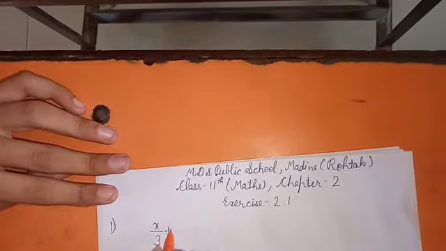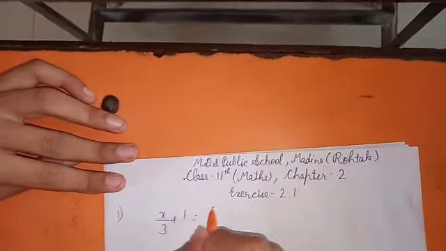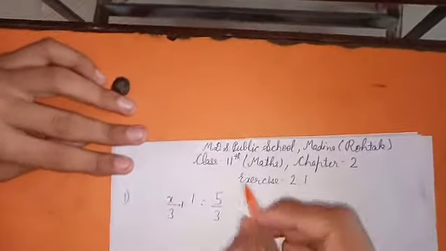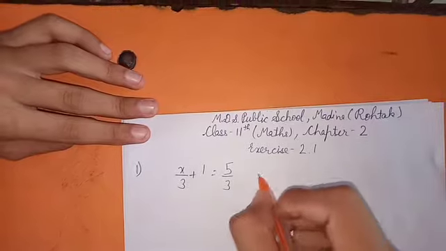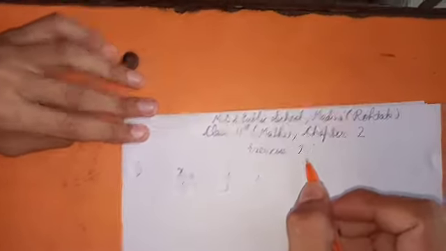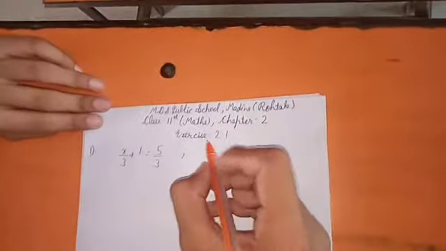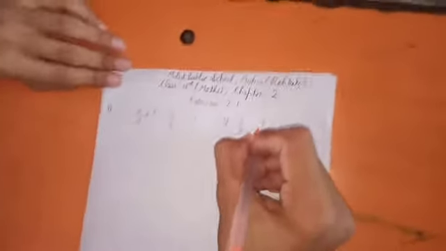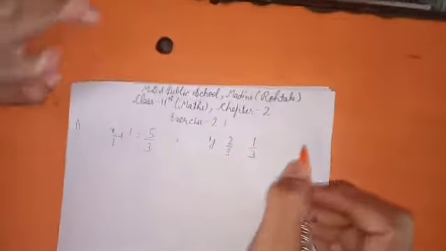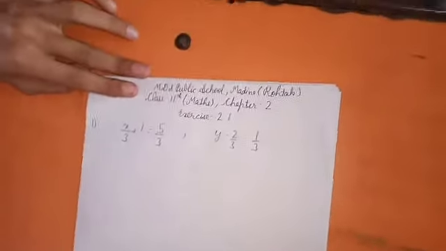And first question, how do we have to do it? We have to put x/3 + 1 equal to 5/3. Why? Because they have given us these ordered pairs as equal. That's why. And similarly, y - 2/3 equal to 1/3. And by this we will find the values of x and y.